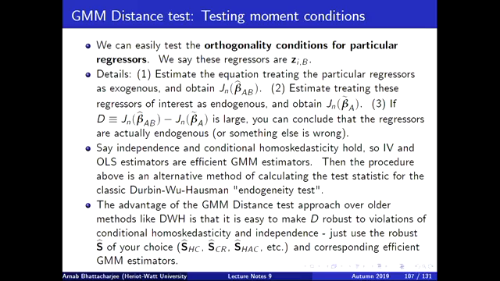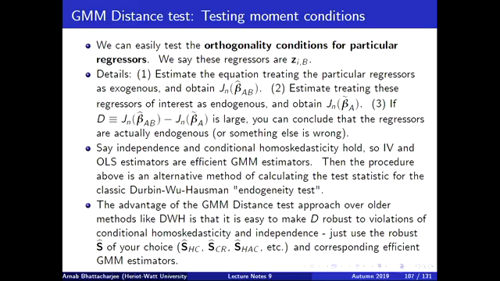So suppose that independence and conditional homoscedasticity both hold, then both IV and OLS are efficient GMM estimators. Okay, then the distance test is an alternative way to compute a standard endogeneity test, and an earlier endogeneity test which goes by the name of Durbin, Wu, and Hausman, right? So we started from the Hausman, then modified it with Wu and Hausman, and then Durbin, Wu, and Hausman, right? So that is the form of the test which is typically used.